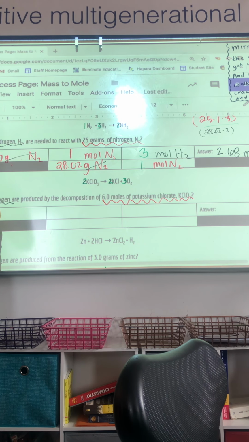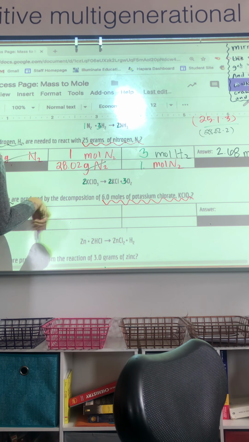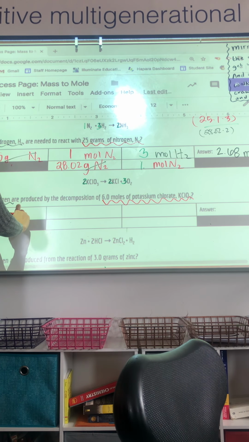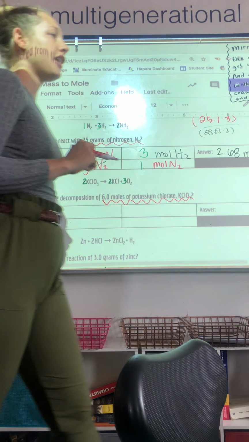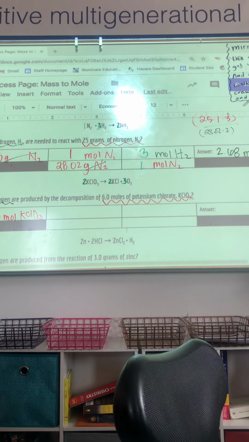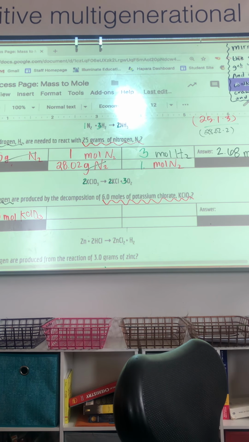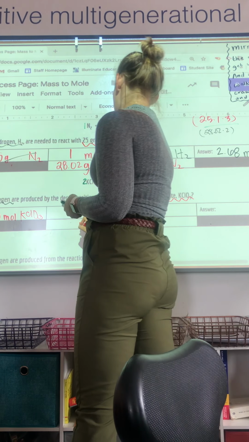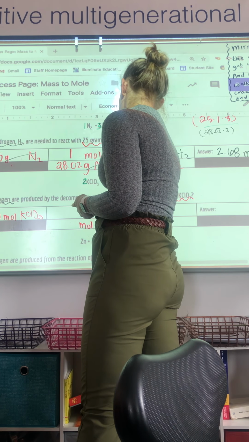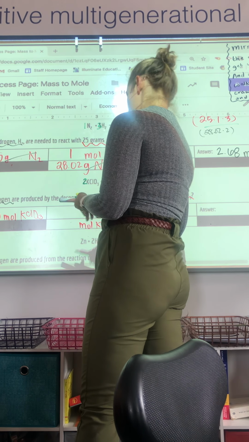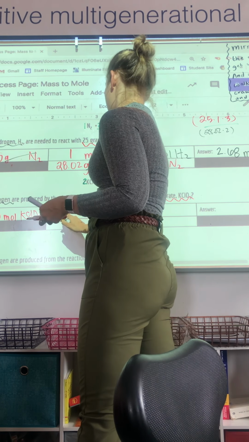6 moles of what? Potassium, which is KClO3. All right, so I have 6.0 moles of KClO3, right? I need to cancel that out. Where do I put it? At the bottom. How many am I going to put? 2. Where did you get that number from? The coefficient in front of potassium chlorate. Yep, the coefficient in front of potassium chlorate is 2.